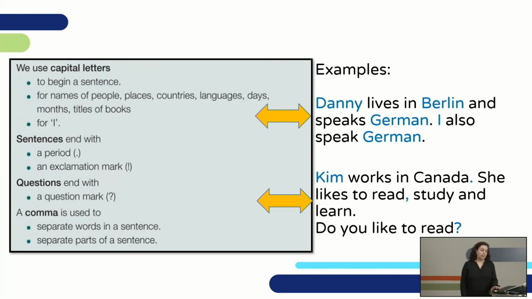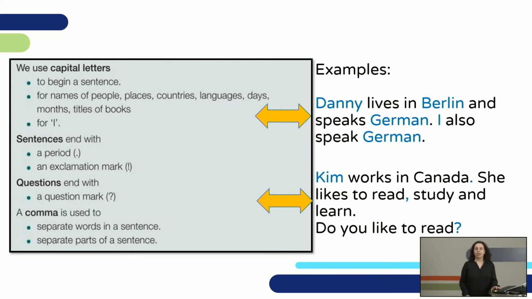Now, Danny lives in Berlin and speaks German. German is the language, like Hebrew, English, German. German is spoken in several places in Europe, including Germany. Parts of Switzerland speak German too. So German is capitalized, the G is capitalized. I also speak German. I must be capitalized, always, always. And the word German again must be capitalized.